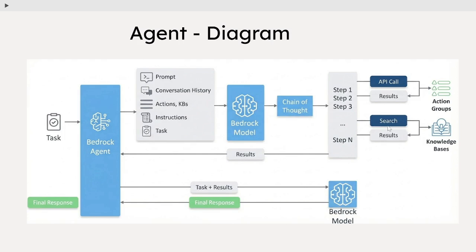So this diagram shows how everything comes together. A user gives a task, the Bedrock agent receives it and passes it to the model along with the prompt, conversation history, rules, and instructions. The model then creates a chain of thought, determines which step to execute next, and performs actions like calling APIs or searching knowledge bases. The results come back to the agent, it compiles everything, and finally delivers a clean, ready-to-use response. It's an intelligent loop of reasoning plus action, the core of how Bedrock agents work. Here you can see the task is broken down, and then you get the final response.